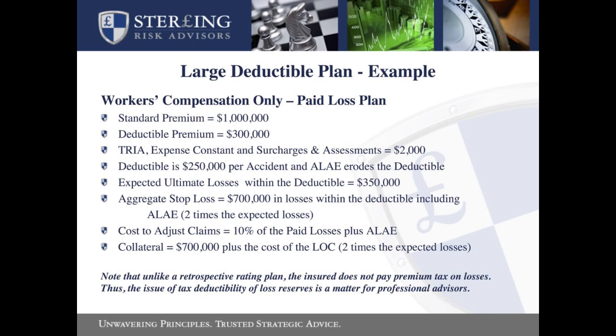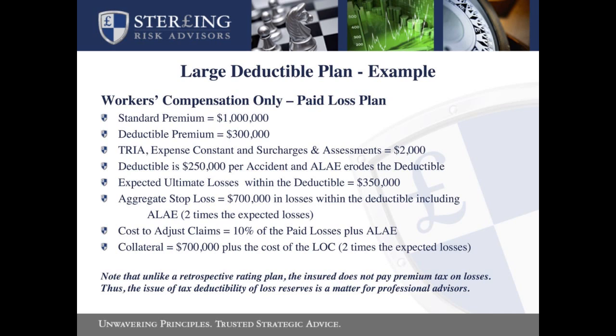We had a deductible premium of $300,000, another $2,000 for TRIA and surcharges and assessments. Our deductible is $250,000. Our ultimate losses, let's say for this example, are $350,000. We were able to stop the bleeding on losses at $700,000, or 2 times the expected loss, which is not an unusual number. The cost to adjust the claim is 10% of the losses, and our collateral is $700,000.